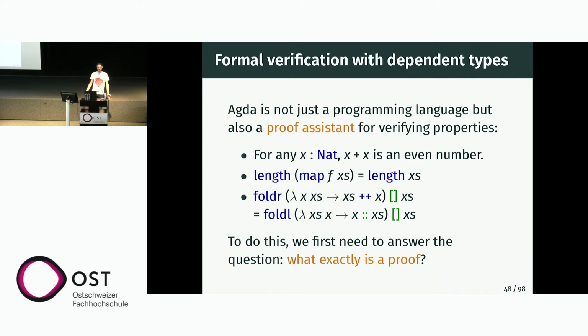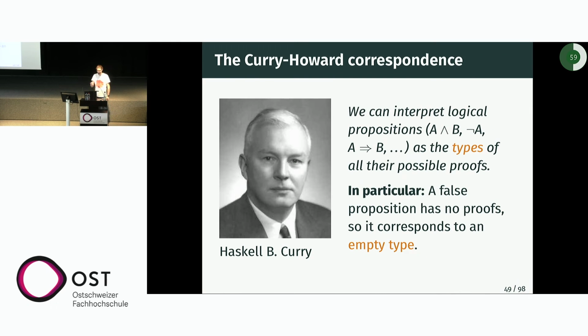So suppose we want to write down proofs of these facts. We have to think first about the question, what does it mean to have a proof of something? It's a very philosophical question. The Curry-Howard correspondence gives one quite concrete and practical answer to that, I think. In particular, Curry, this guy, also gave his name to Haskell. He said that we can interpret logical propositions as the types of all their possible proofs.